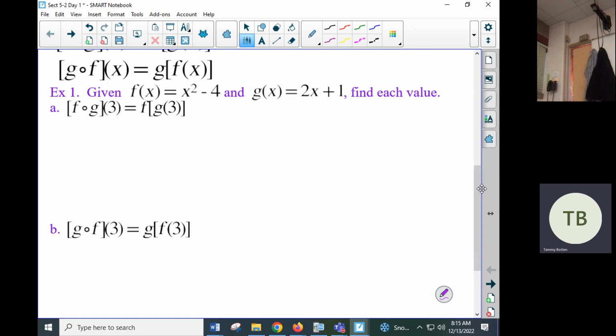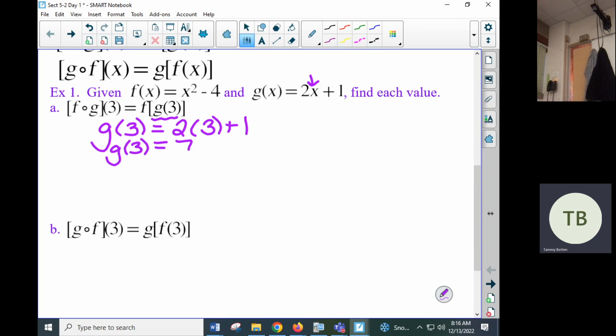When you see this, I typically rewrite it and I put the f out front and I put the g of 3 in brackets. And what you do is you start here and you take your g function and you put 3 in for x. So if we're going to do g of 3, what we would do is just substitute 3 in there and evaluate it. So you're basically going 2 times 3 plus 1. 2 times 3 is 6 plus 1 is 7. So g of 3 is 7.